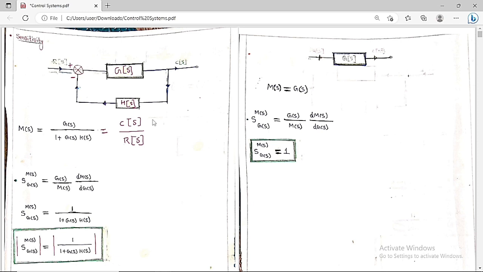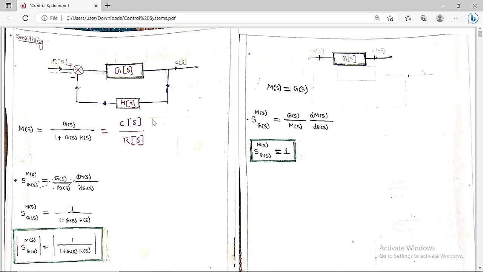So the sensitivity of M of S with respect to G of S is equal to... Basically, the shortcut to remember is here: G of S here, G of S here, and M of S here, M of S here. The shortcut to remember: here G of S, here dB into G of S, here M of S, here dB into M of S. You always have to keep this in mind.